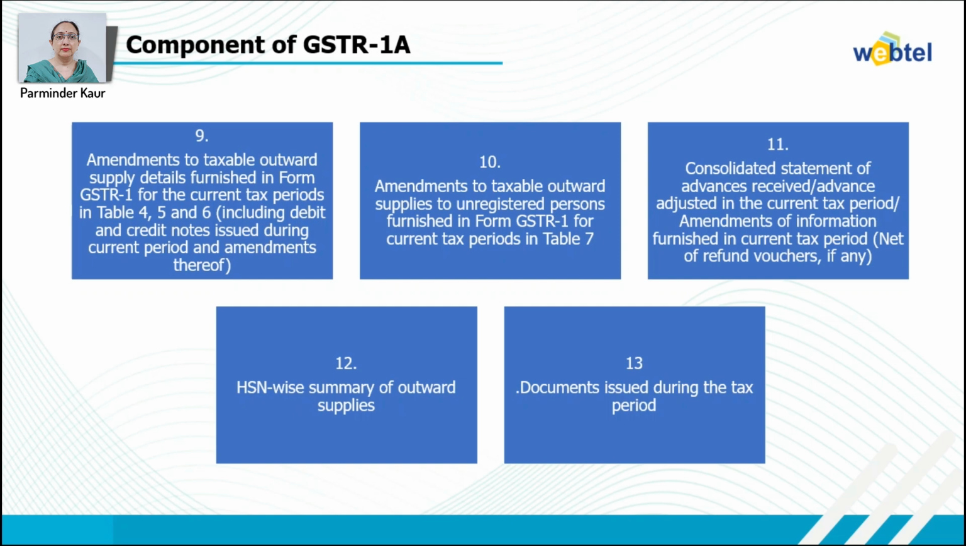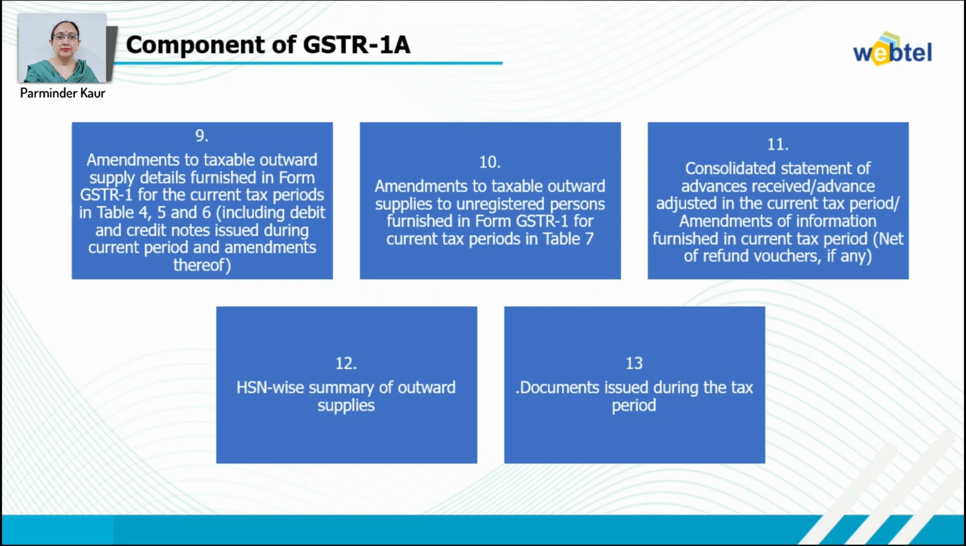Moreover, the information furnished in table number 11 of the GSTR 1 statement for the current tax period, that is, revised information if any is there. In table number 12, HSN wise summary of the outward supply. So this table will contain the changes you have made in the invoices. So those HSN summary of outward supply furnished in the GSTR 1 of the same tax period need to be mentioned.